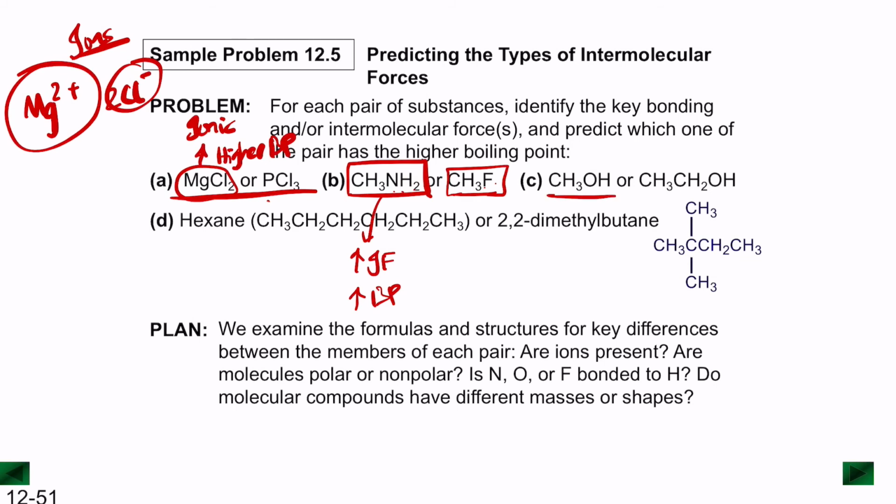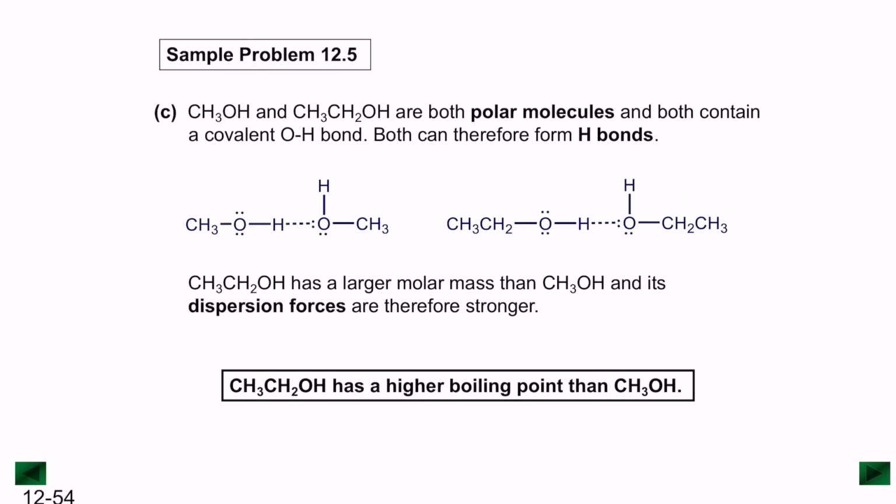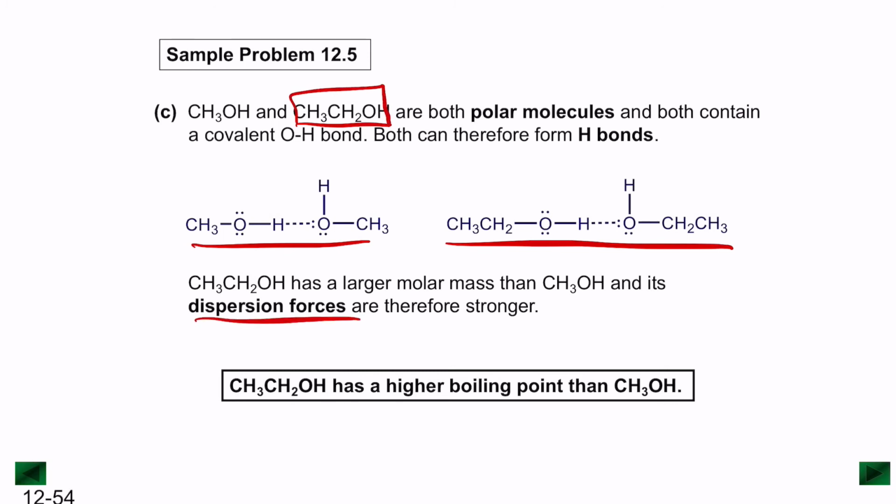Next, let's look at C here. In C, you have CH3OH or CH3CH2OH. Now, in CH3OH, you have a hydrogen bond, and in CH3CH2OH, we also have a hydrogen bond. But notice that both of them have the same number of hydrogen bonds. But the difference here is that CH3CH2OH is a larger molecule, therefore has higher dispersion forces. So it creates more dispersion force in one molecule with the added hydrogen bond. So therefore CH3CH2OH will have a higher boiling point than CH3OH.